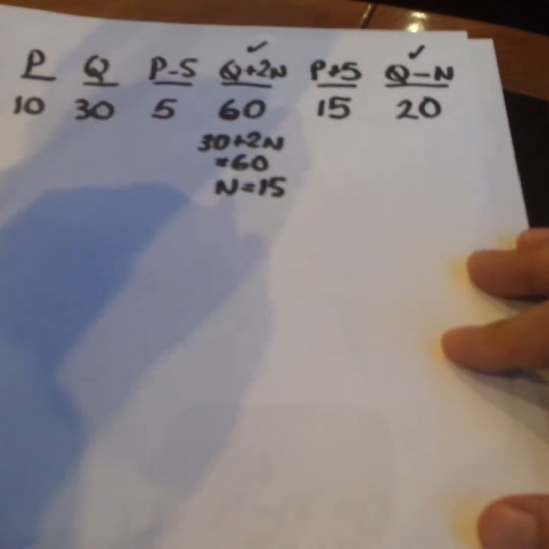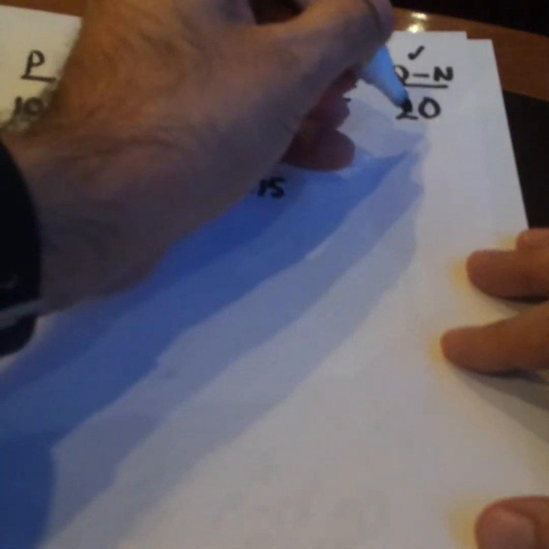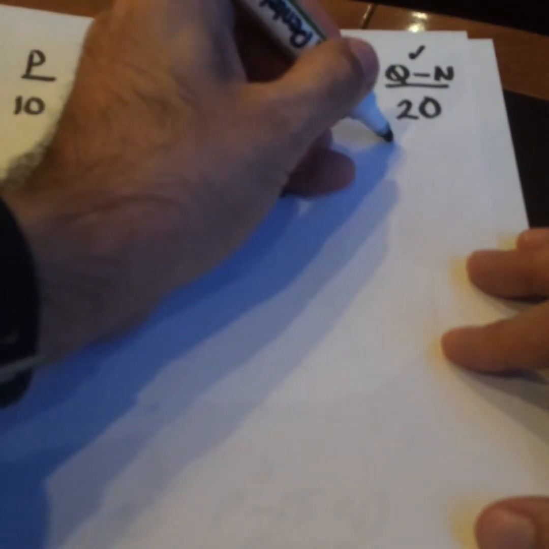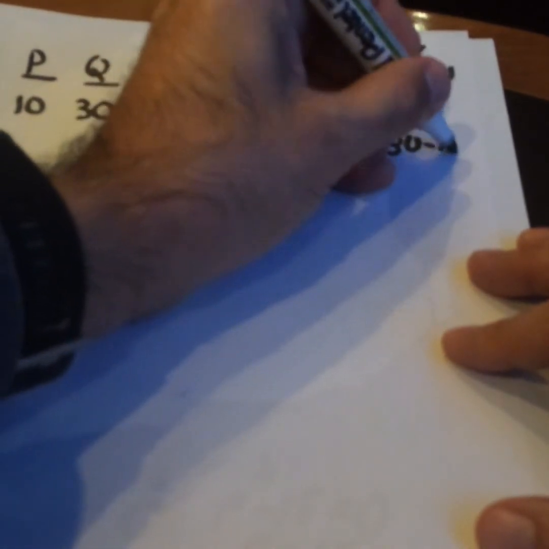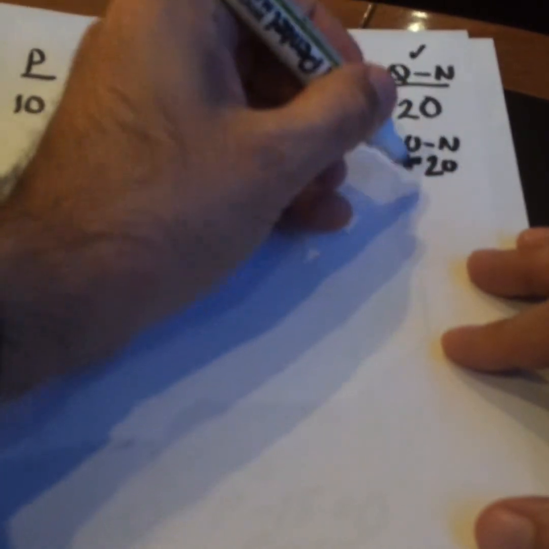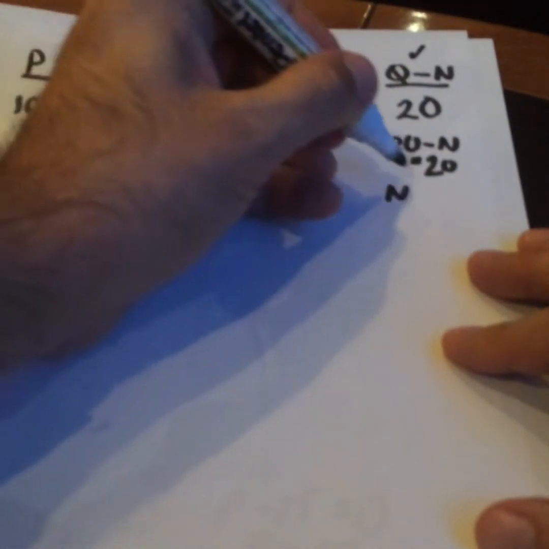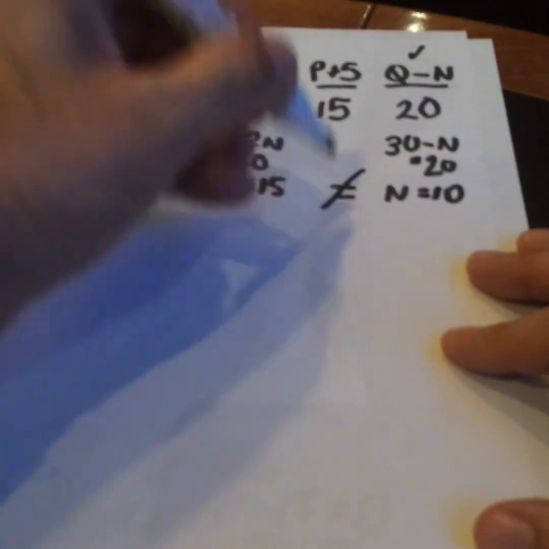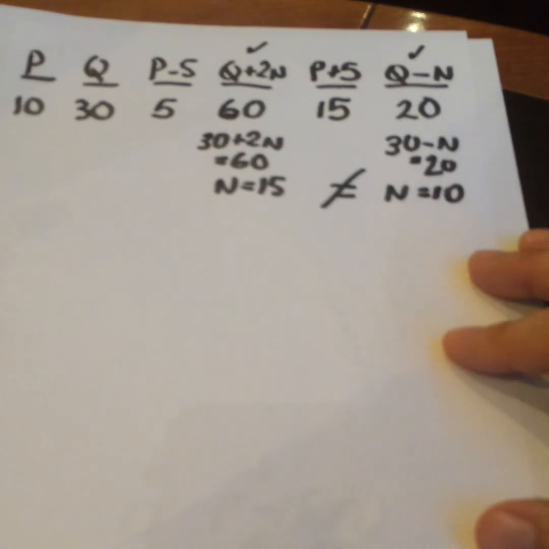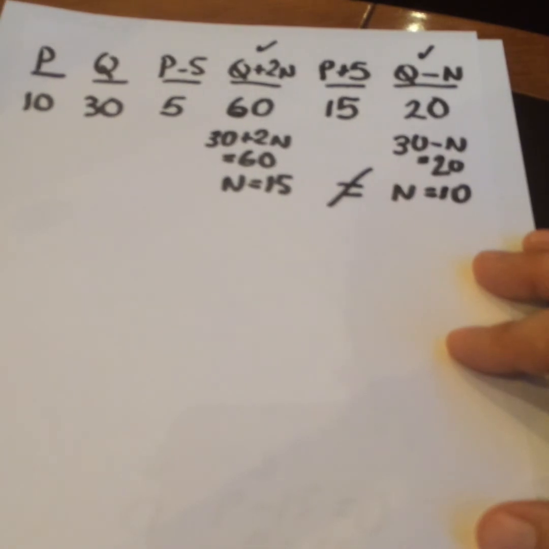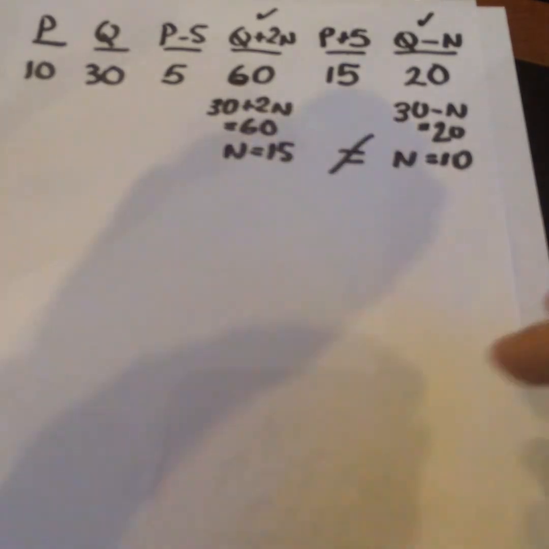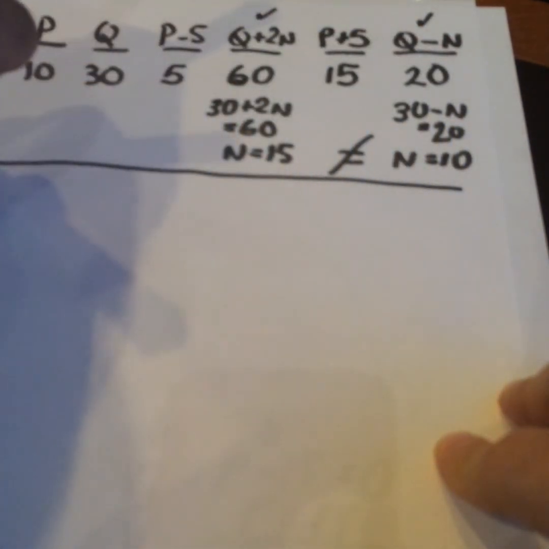We do the same thing over here. Q minus N needs to equal 20. Our original Q was 30. 30 minus N equals 20. Solve for N equals 10. These do not match. Therefore, our hypothesis 30 for Q is incorrect. Okay, so the N's didn't match, so we know the answer is not E. So guess what? We got to go through the process again.